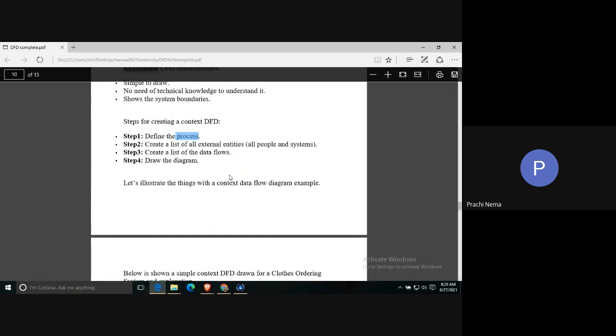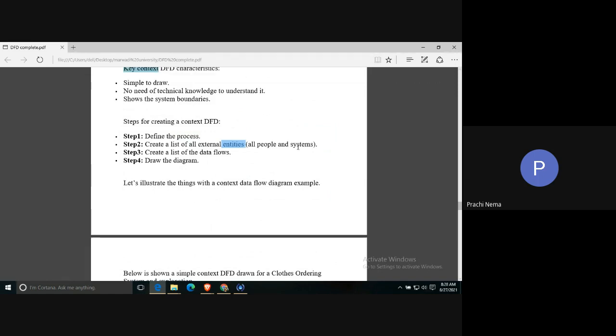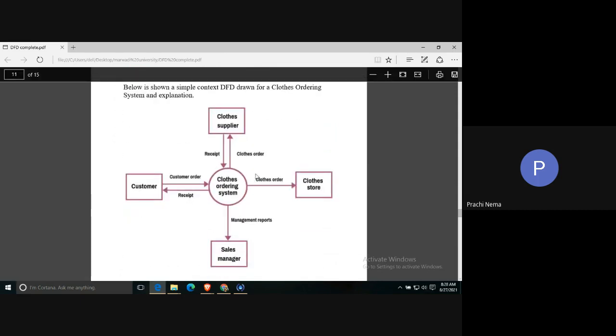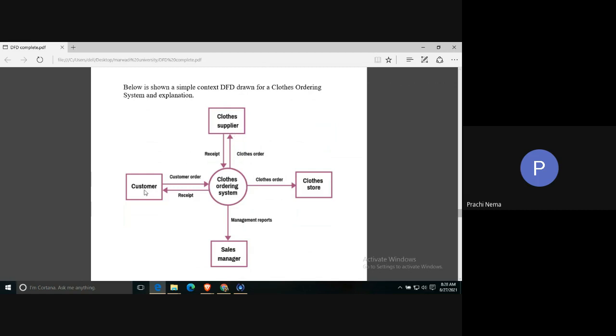Then the second step is creating a list of all external entities. What are entities? Entities are the terminators, I've told you. They can be people, they can be systems. So apart from the process, all the systems which are involved are going to be entities, like the customer, the one who will order the cloth and who will get the receipt or the order summary. Then another entity is the clothes supplier. The clothes supplier is the one who will supply to this system.